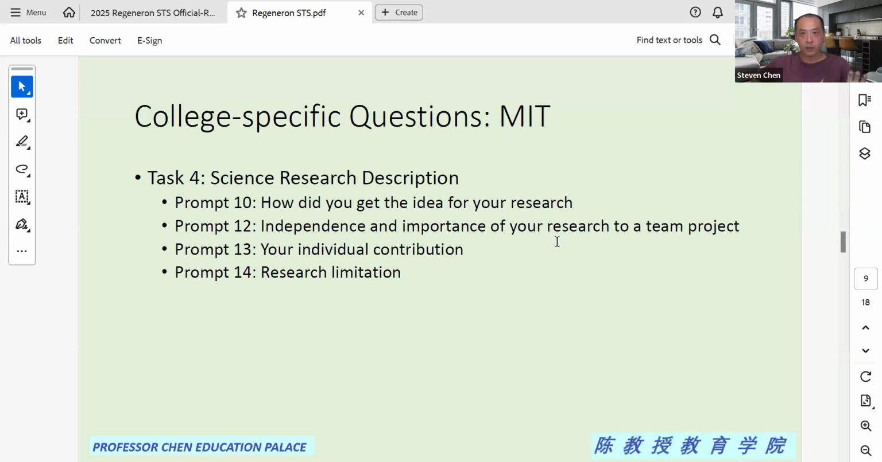And third, we also observe that Regeneron STS explicitly prepared some questions that are from particular universities. So one is MIT. If you look at task 4 here about science research description, I listed 4 prompts, and all these 4 prompts are explicitly asked by MIT. So basically, if you say I want to apply to MIT in the early cycle, you need to answer those questions. And for applications to STS, again, the same questions.